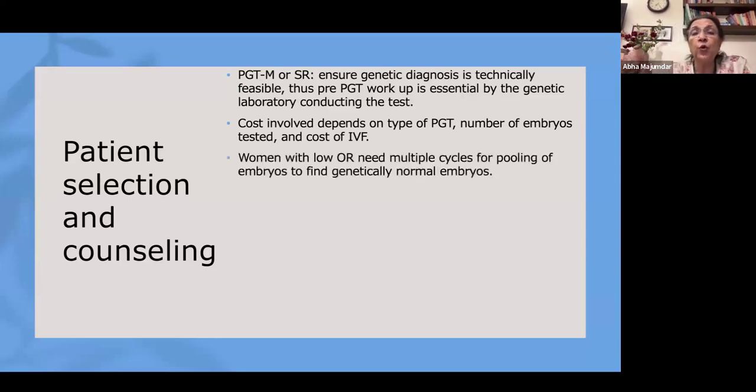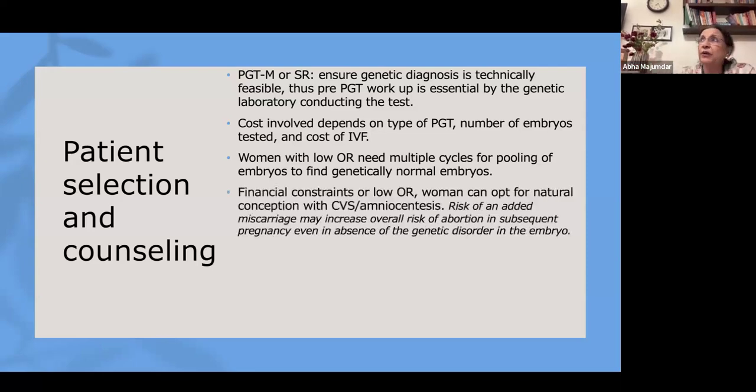Women who have low ovarian reserve need multiple cycles for pooling of embryos to find genetically normal embryos. If we're looking for thalassemia and we get 3 embryos and find all 3 are either major or carrier, we transfer but may have major thalassemia. Or if we're looking for HLA typing, we may have to collect 10, 12 embryos which are genetically normal and serve our purpose also. Then there are financial constraints or low ovarian reserve.